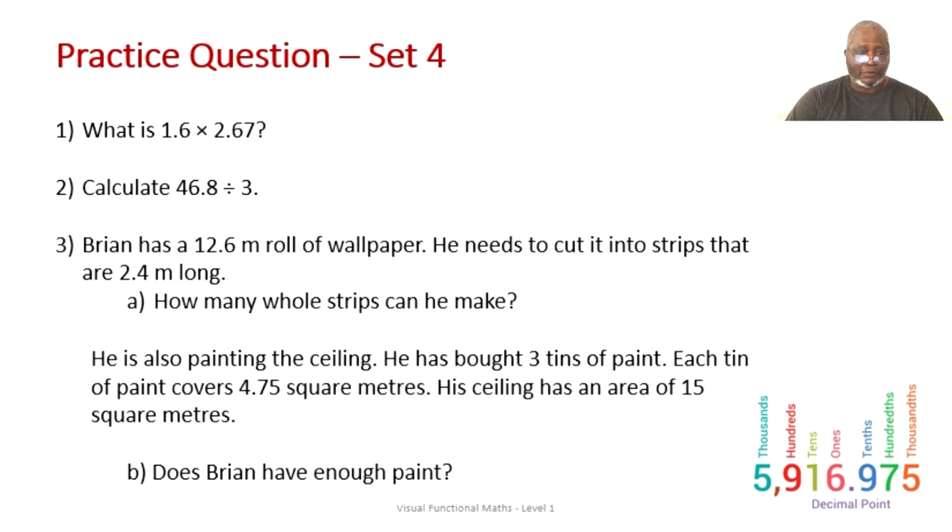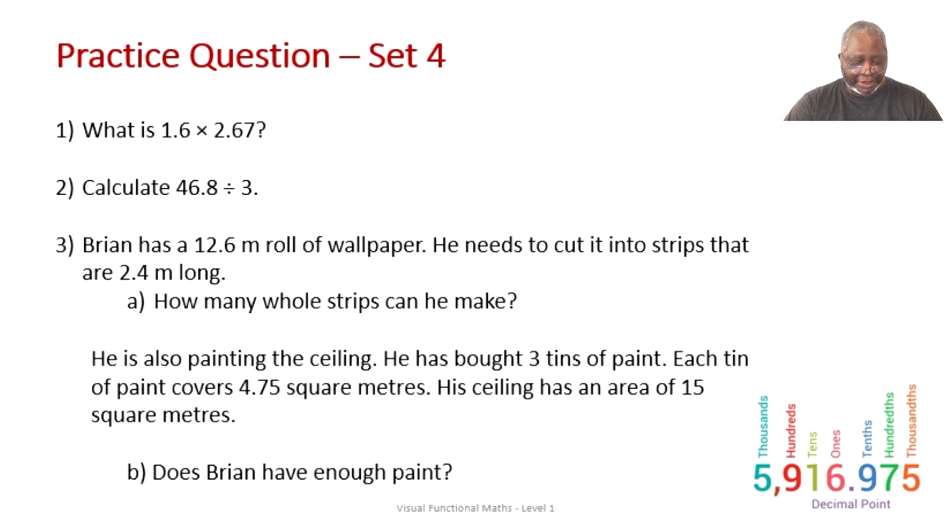Practice question set 4. What is 1.6 times 2.67? Calculate 46.8 divided by 3. And you have question 3 as an exam type question. Brian has a 12.6 roll of wallpaper. He needs to cut it into strips that are 2.4 meters long. How many whole strips can he make? Whole strip means equal length, 2.4 meters long, each of them.